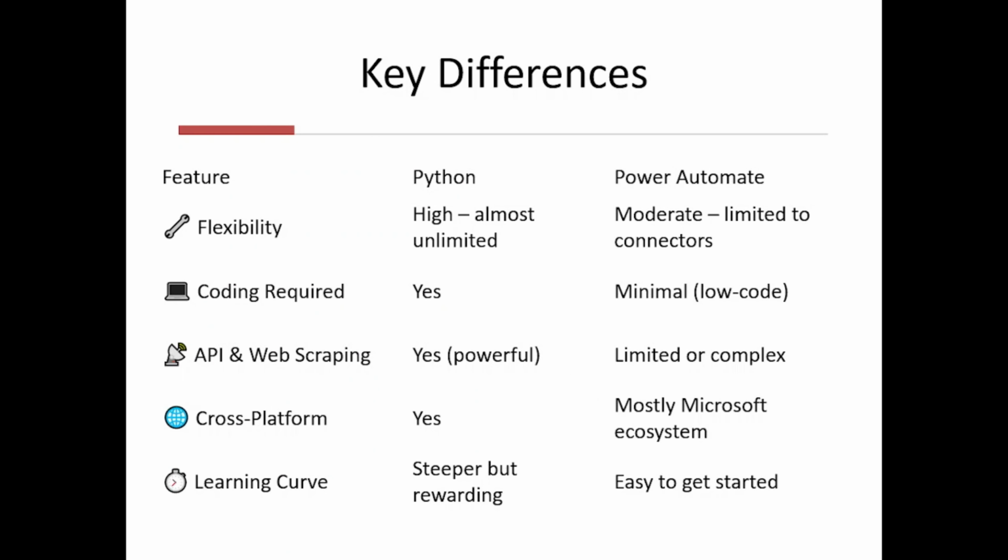So, what's the difference? Python gives you maximum control, but you need to code everything. Power Automate is easier to get started with, but it's more limited in flexibility. Python is better when you are interacting with APIs or building complex logic. Power Automate shines when you are dealing with Office 365 apps or SharePoint workflows.